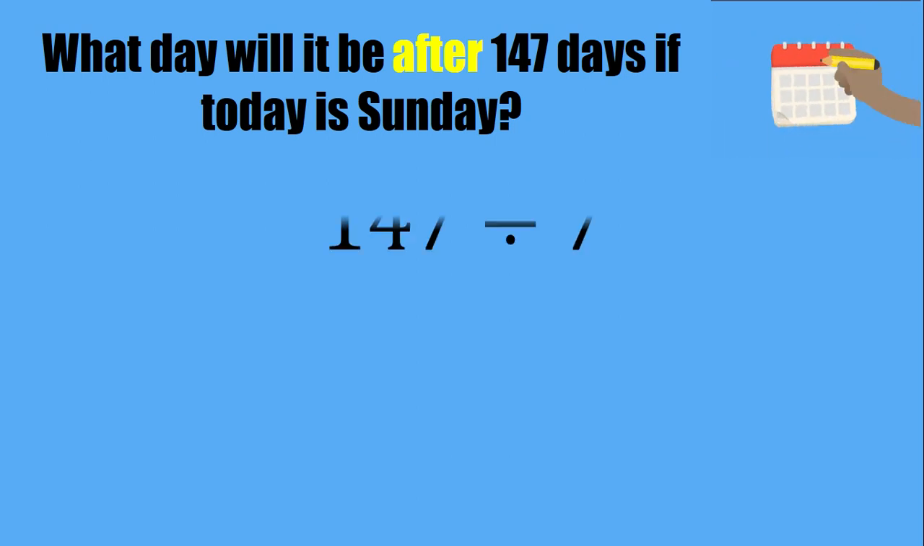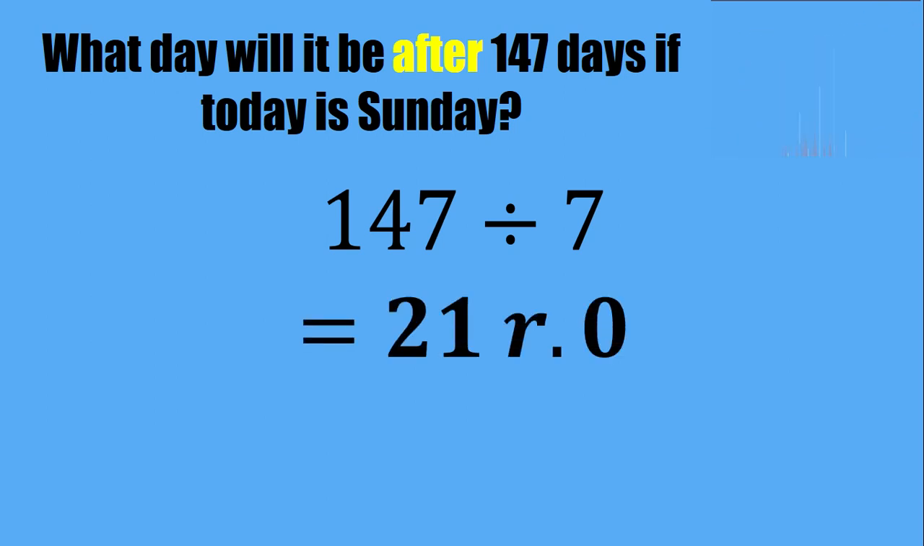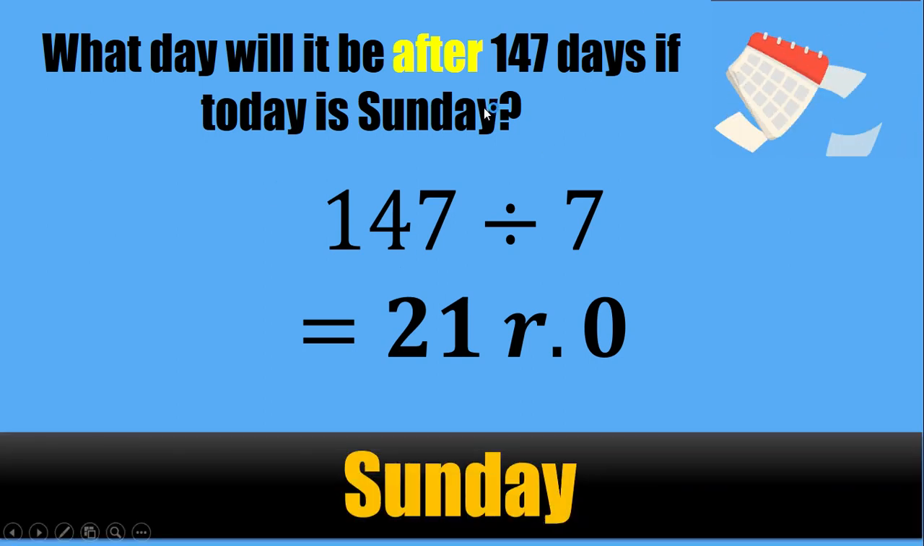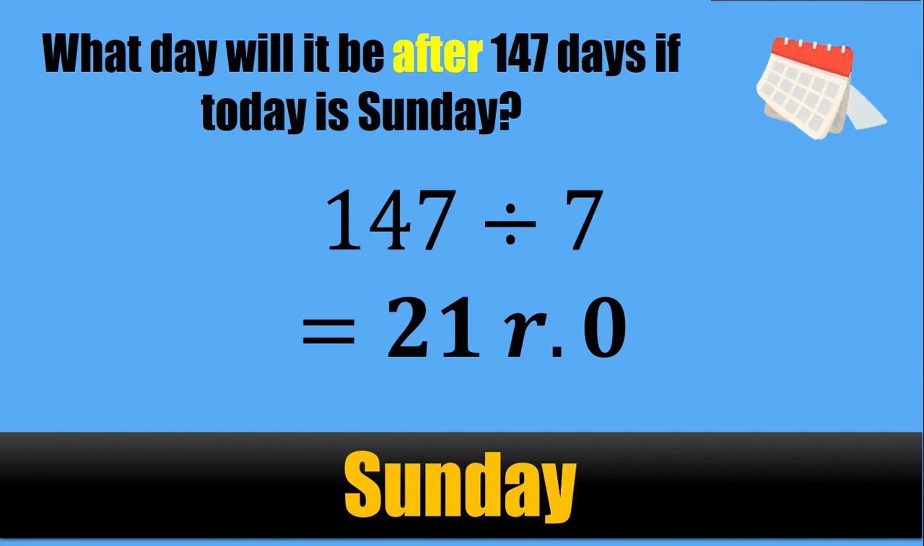Dividing 147 by 7, the answer here is 21, and we don't have a remainder. Since we are not concerned with the quotient and we have no remainder, the answer is still Sunday. Given that we have the reference day as Sunday, since we're not going to move, the answer is still Sunday.